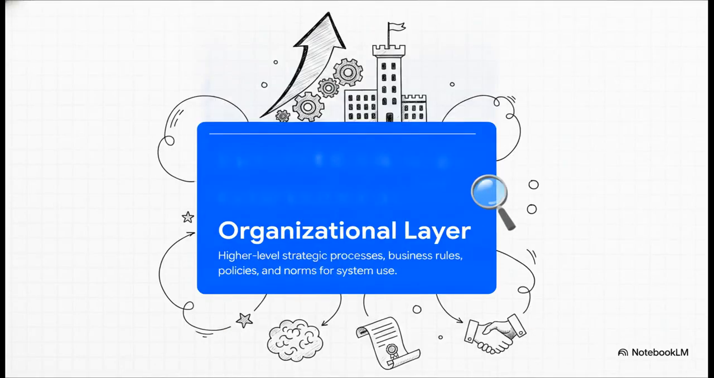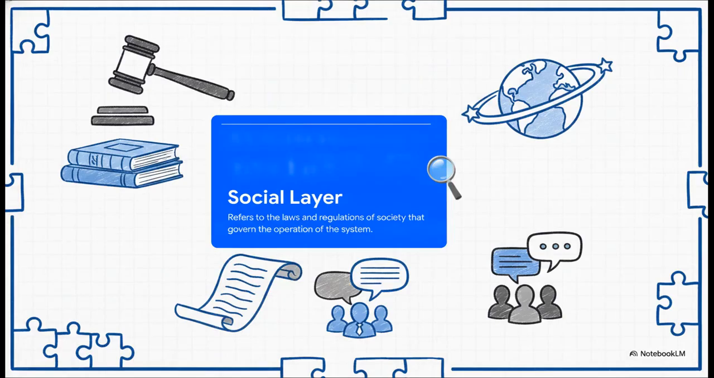Moving up again, we find the organizational layer. While the business process layer is all about those daily tasks, the organizational layer is about the big picture. This encompasses the higher-level strategic processes, the overarching business rules, and the corporate policies and cultural norms that dictate how the business operates as a whole. It basically governs why those business processes exist in the first place and sets the internal rules that absolutely everyone must follow.